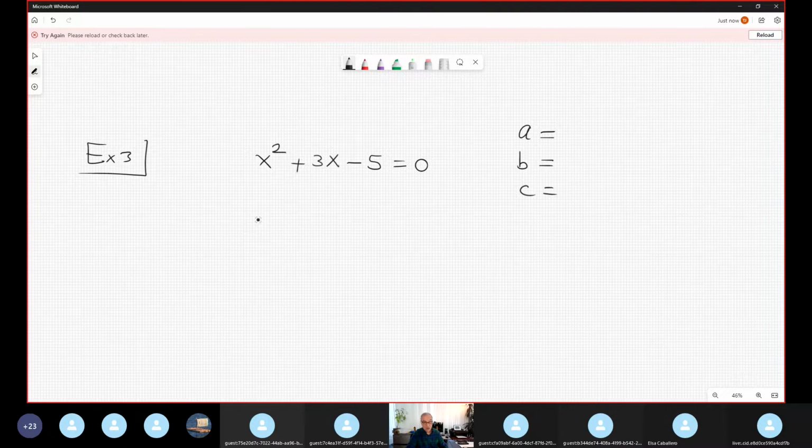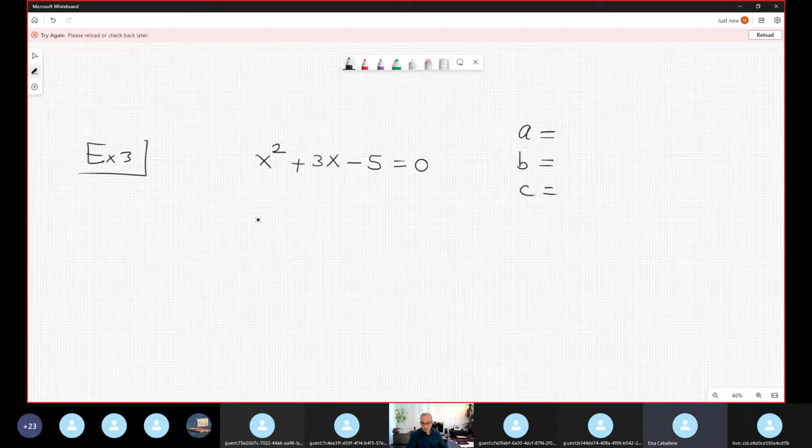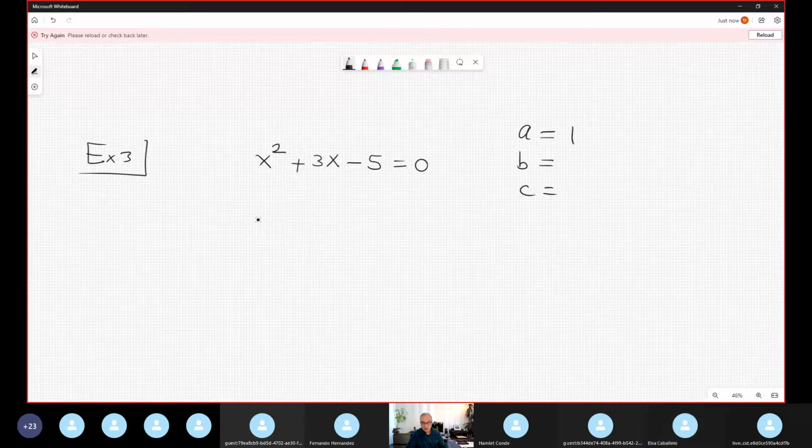Who is A, who is B, who is C? Tell me. A is 1, B is 3, and C is minus 5. Exactly, negative 5. Because in my mind, I have this format, and we compare this and this. A is 1, B is 3, and C is negative 5. Okay. Now ready. I copy again my formula.